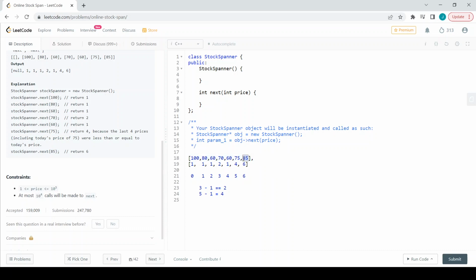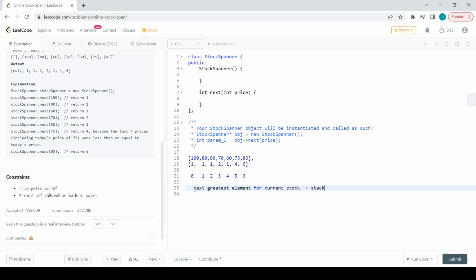For this 85, the next greatest element is 100, and the index is 6 minus 0, which is 6, so we get 6. And similarly, this problem reduces to finding the next greatest element for the current stock.